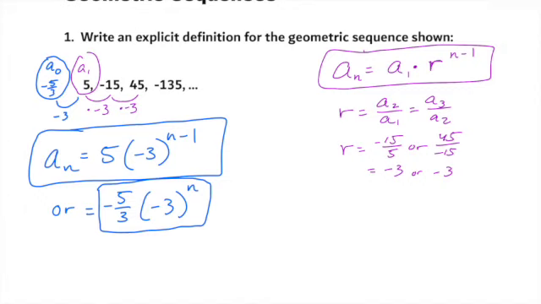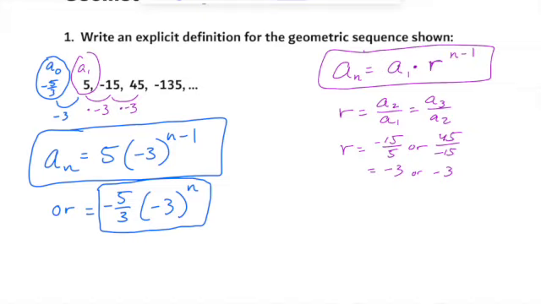A good way to check is, if you plug in 1 to either one. If you plug in 1 to here, 1 minus 1 is 0, and negative 3 to the 0 gives you 1, so you get 5. If I plug 1 in for n here, you're getting negative 3 to the first, which is negative 3, and negative 3 times negative 5/3 will still give you positive 5. So regardless of what format you use, if you plug in 1, you should get out 5. If you plug in 2, you should get out negative 15, etc.